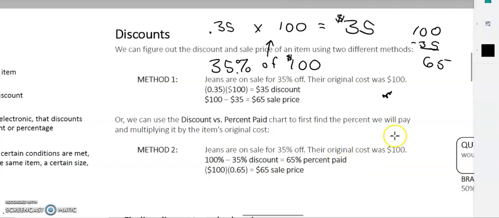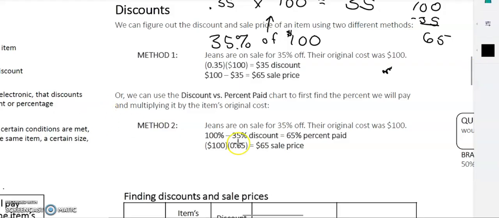The other way I could do it, method 2, is I say, okay, I'm getting a 35% discount, which means I'm paying 65%. We can just refer back to that table at the beginning. Now if I want to know what 65% of 100 is, that's 0.65 of 100 equals, stick that in the calculator, and this number obviously comes out nicely to $65. Either way, I'm getting the same thing. It's just a couple different ways of looking at it.